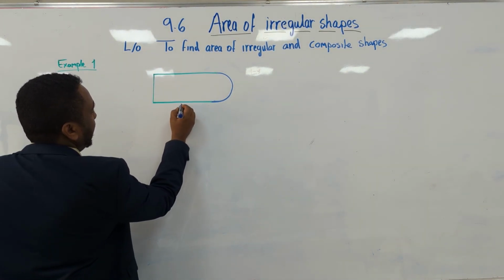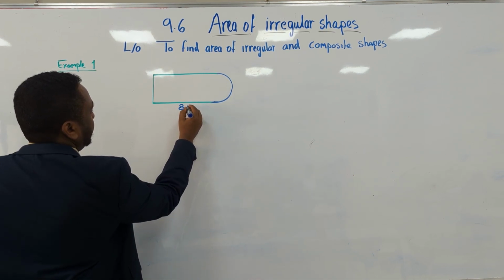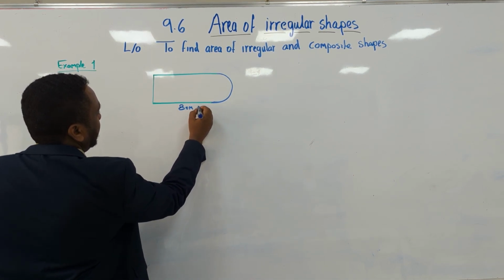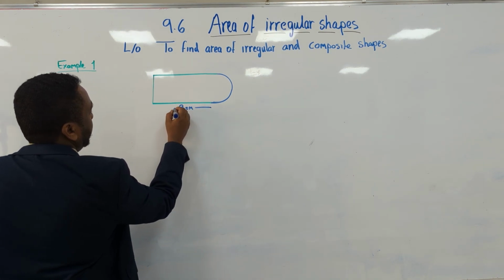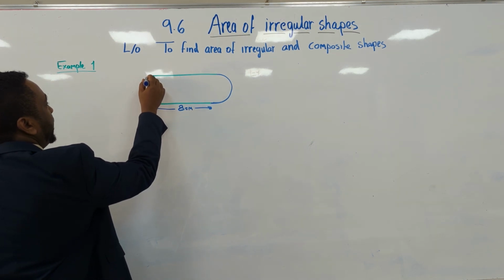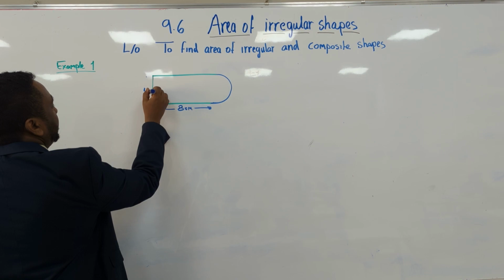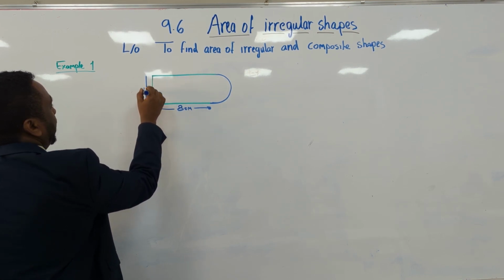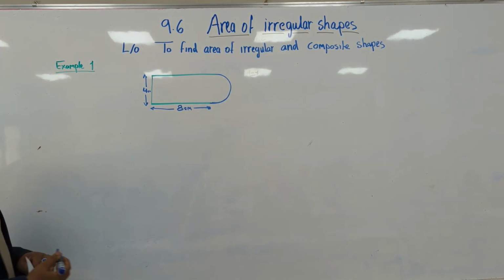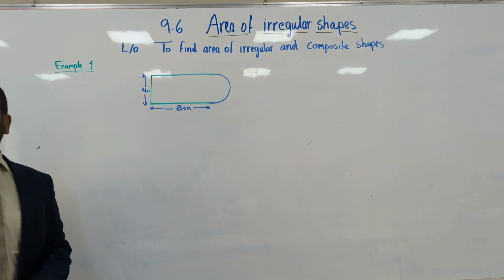From here to here, we will have 8 centimeters. That's from here to here. Are you with me? Okay. And from here to here is going to be 4 centimeters. Okay? So automatically when we look at this shape, we know it's two shapes combined.